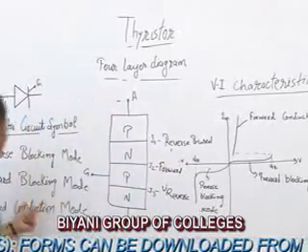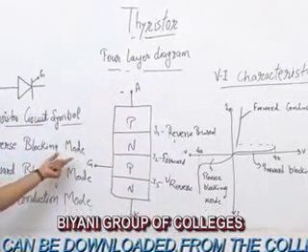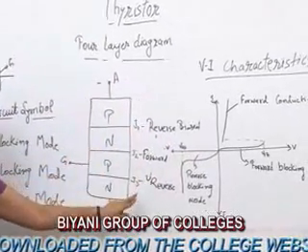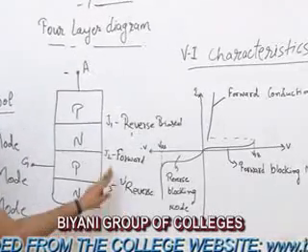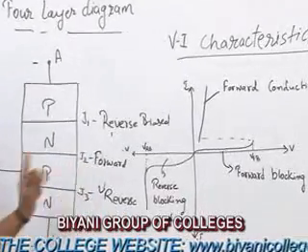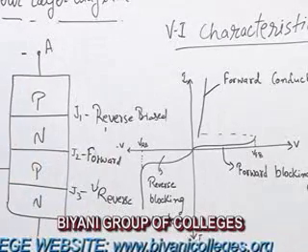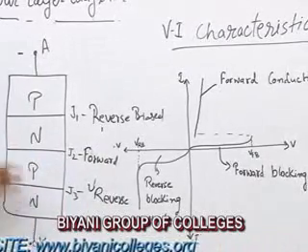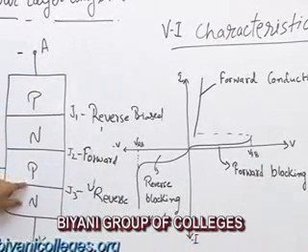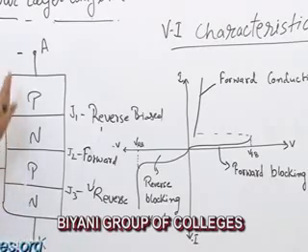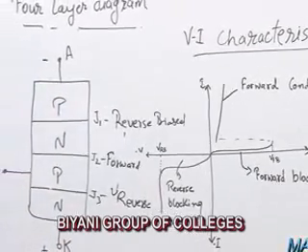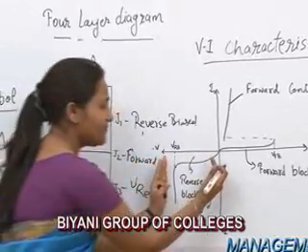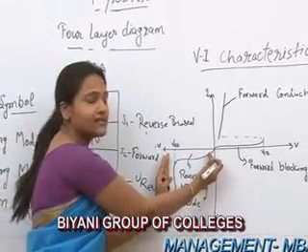So in the reverse blocking mode, we have junctions J1 and J3 reverse biased, while junction J2 is forward biased. But for proper conduction through the thyristor layers, we need all 3 junctions to be forward conducting. So the reverse blocking mode gives the reverse region of the VI characteristics of the thyristor.